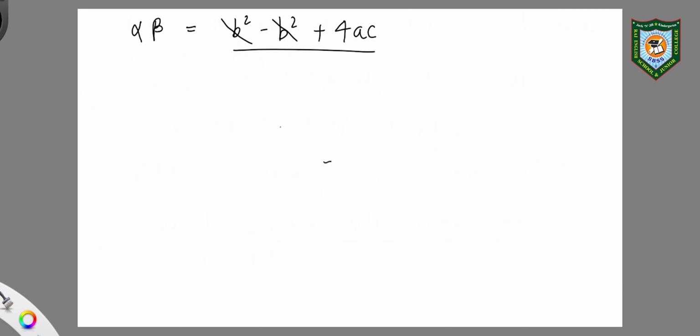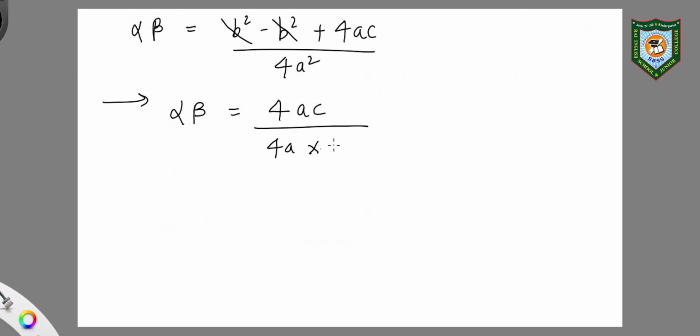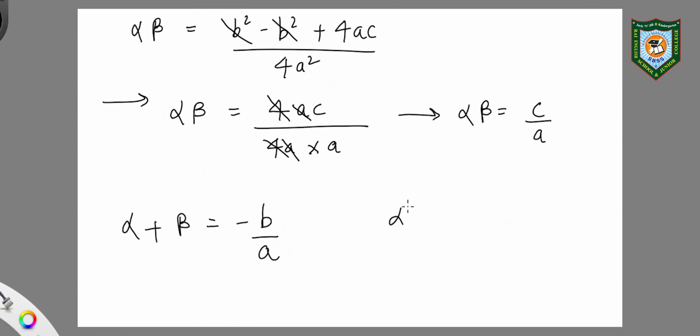This value is 4a square. This is not 2a. This is 4a square. So I am left with alpha beta is equal to 4ac divided by 4a into a. The reason I have written 4a square as 4a into a is because all I want to do is cancel 1a and the other a in the denominator. So I am left with alpha beta is equal to c divided by a. So therefore alpha plus beta is equal to minus b by a, and alpha into beta is equal to c by a.